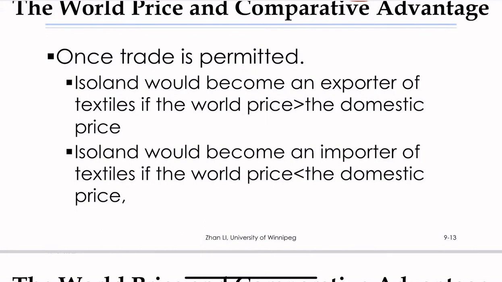Now, think about the other case. If the world price is smaller than the domestic price, now you can see that Iceland will become an importer of textile, right? For example, if the world price is $1, but the domestic price is $2, then clearly consumers from the domestic market will not be happy to buy textiles at a higher price. So they will just import from the outside world at a lower price, right?